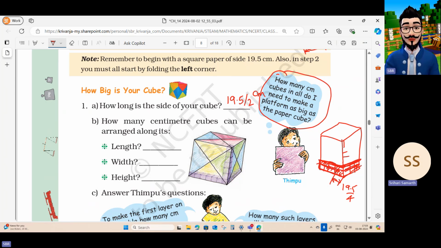16, but actually the cubes will be 12. Why 12? Because in the corners, the same cubes will be there, no? Think again. See, 1, 2, 3, 4, okay? Let's say like this. I'll write the top view of this one, okay?